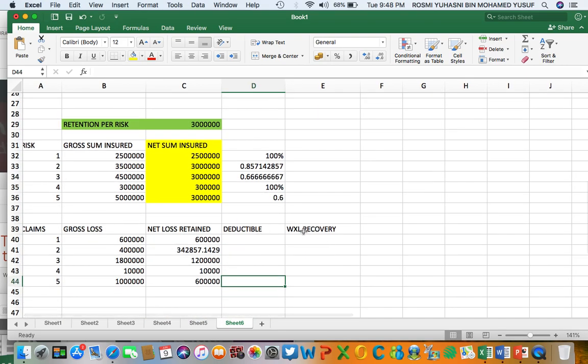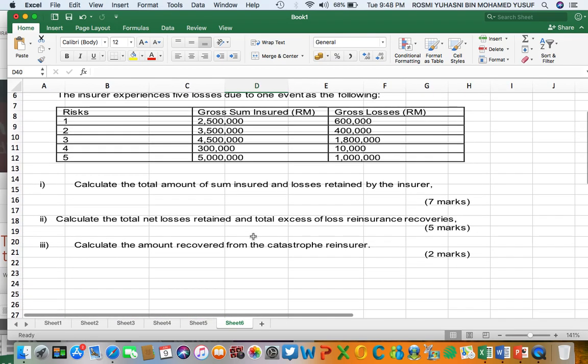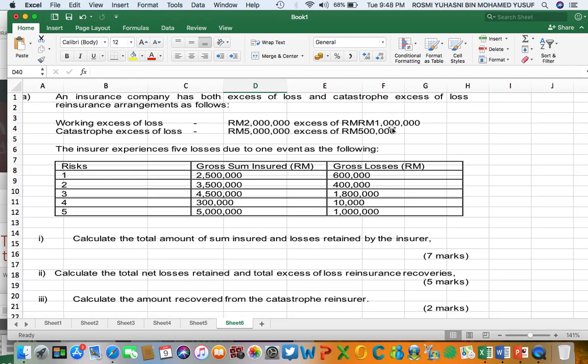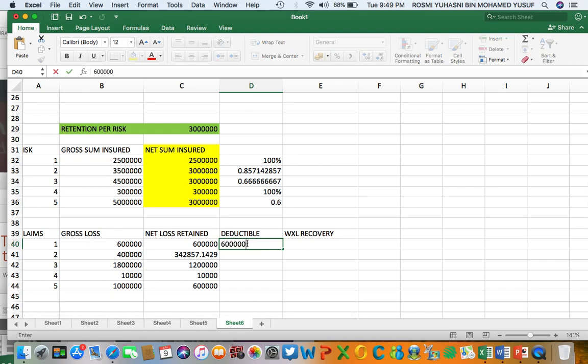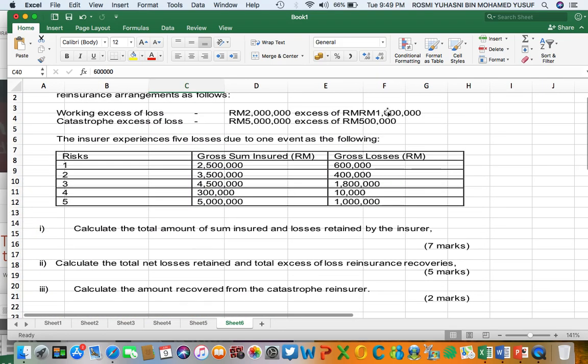So now we know that this is the column to calculate out of this amount how much is paid by the reinsurer for each of these claims. Okay, the net loss retained for claim number 1 is 600,000. Knowing that the deductible is 1 million, for claim number 1, there's going to be 0 recovery from the excess of loss reinsurer, because this net loss retained is not more than the deductible of 1 million.